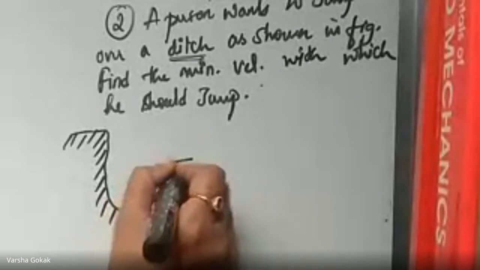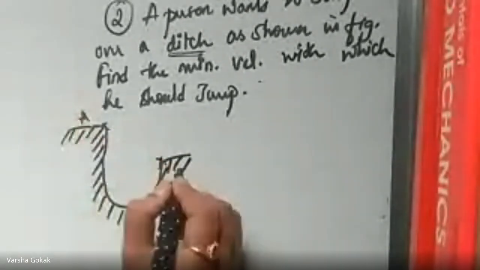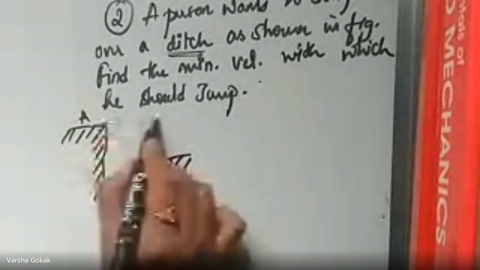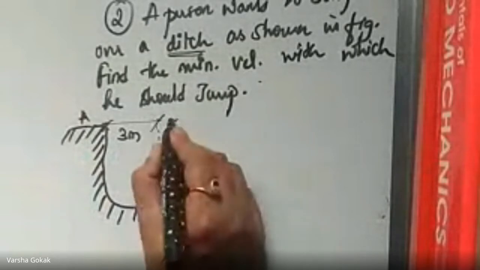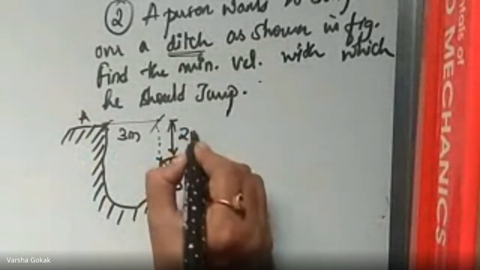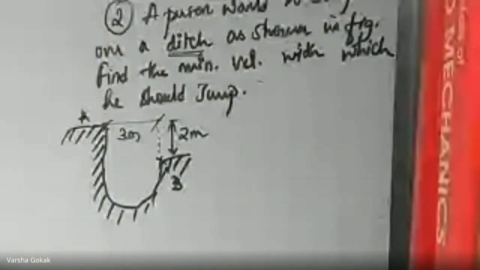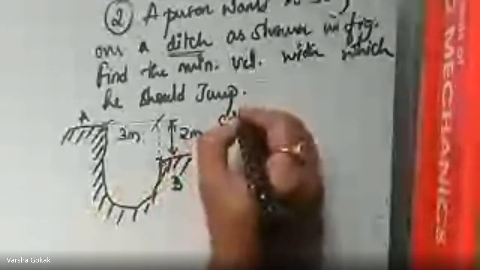You can note down the diagram, right? So this is your point A. This is the point B, right? This distance, if I draw a dotted line here, is 3 meters. And this height is 2 meters. So he will be jumping from here to here. This horizontal distance is 3. This vertical distance is 2. We have to find a solution to this.